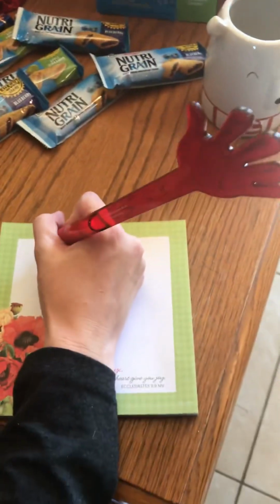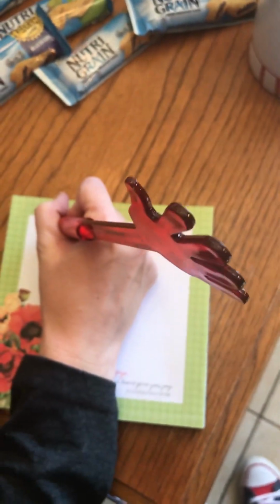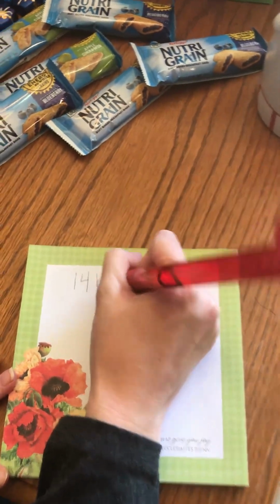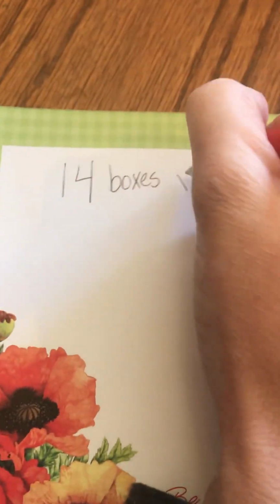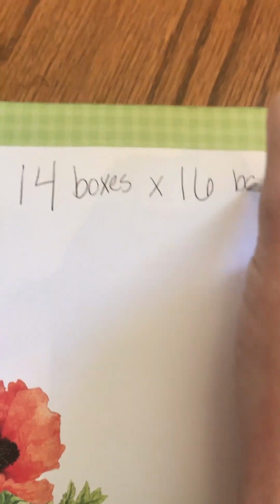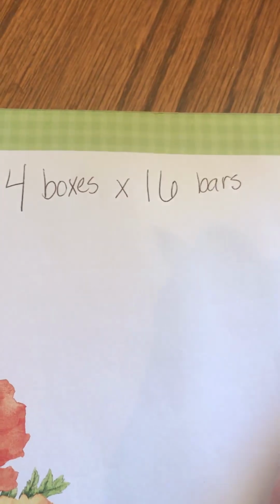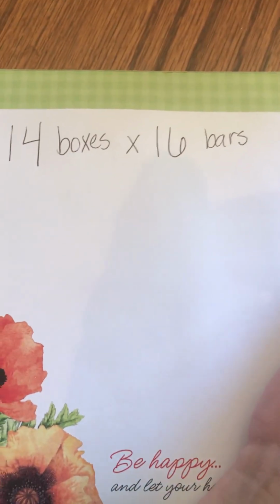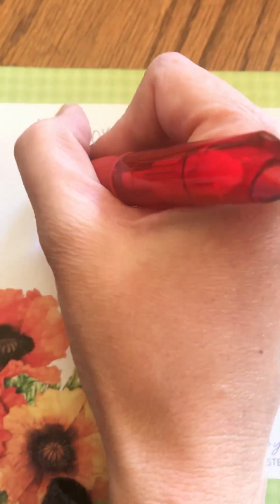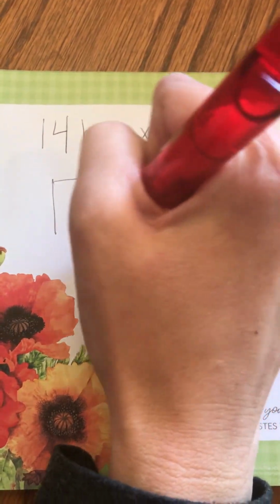So that's going to be a multiplication problem, of course, since I've got 14 boxes, and then I've got 16 in each box. So I'm going to do 14 times the 16 individual bars. We've done some different ways to do this problem, so I'm going to work it out both ways that we've done. I'm going to do an area model first.